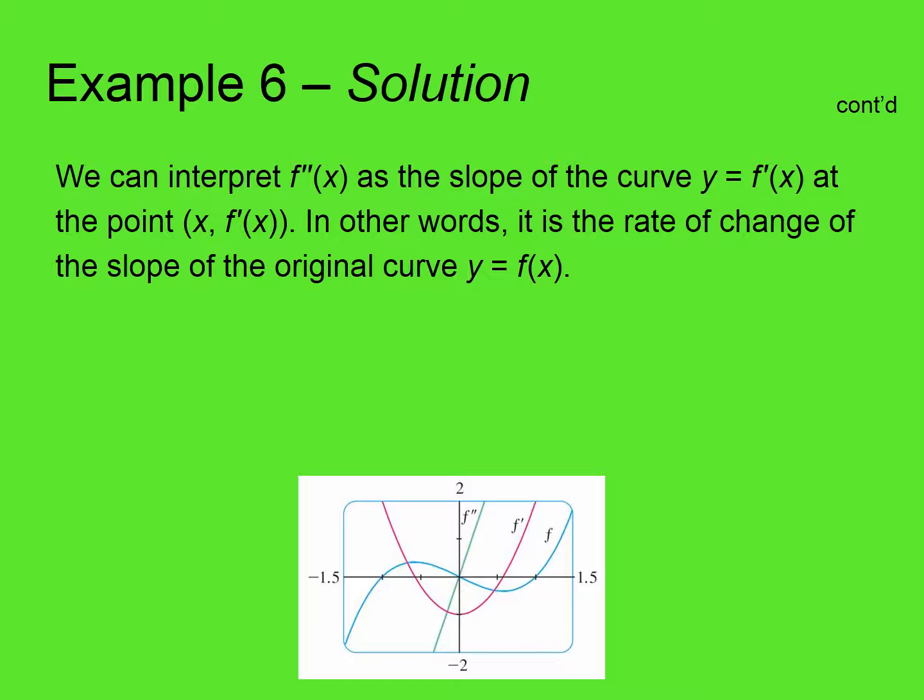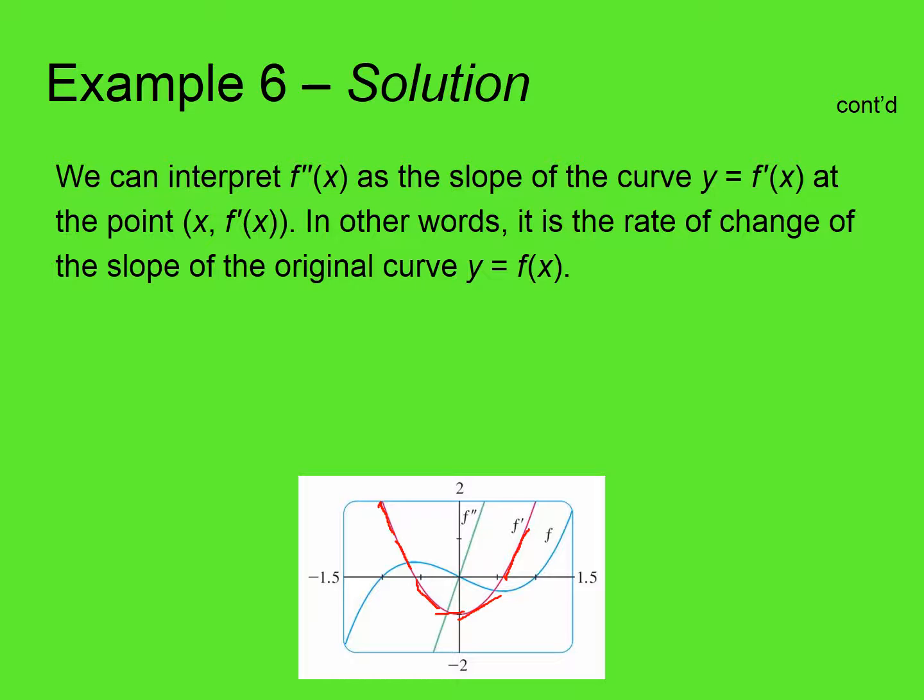What about f double prime as an interpretation? We can interpret f double prime as the slope of the curve y equals f prime of x at the point x, f prime of x. So we could take the tangent lines of the pink graph, okay? Slope of the tangent, slope of the tangent, slope of the tangent. So do to the pink graph what we did for the blue graph, and that would give us an interpretation of the green graph, the graph of the second derivative.